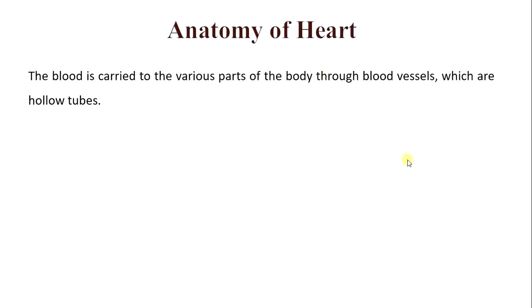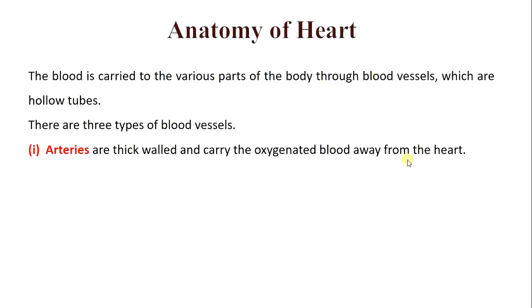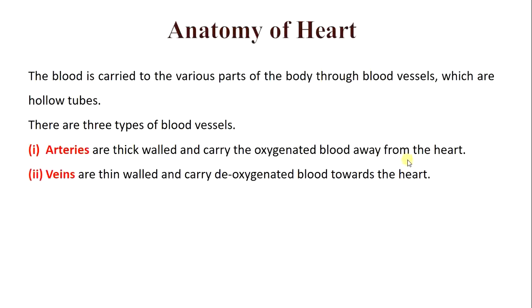The blood is carried to various parts of the body through the blood vessels, which are hollow tubes. There are 3 types of blood vessels basically. The first is arteries. Arteries are thick walled and they carry oxygenated blood away from the heart. Second are veins. These veins are thin walled and they carry deoxygenated blood towards the heart.